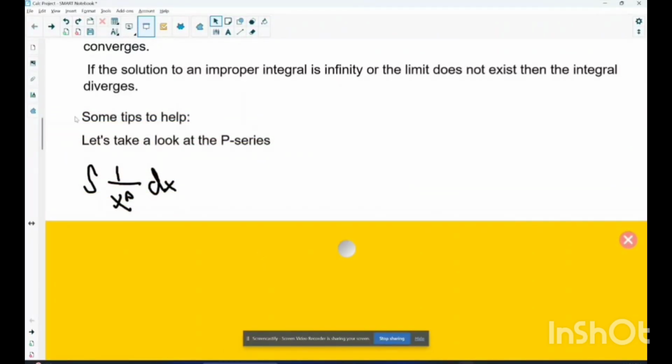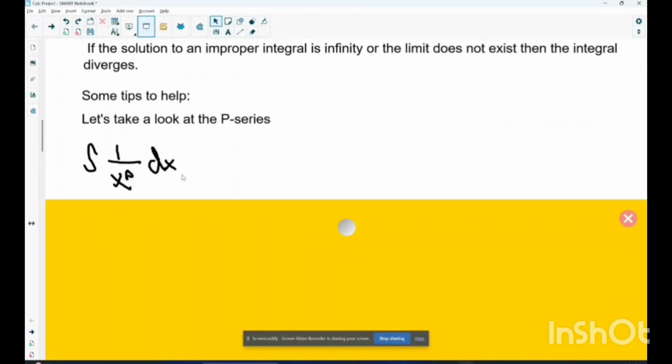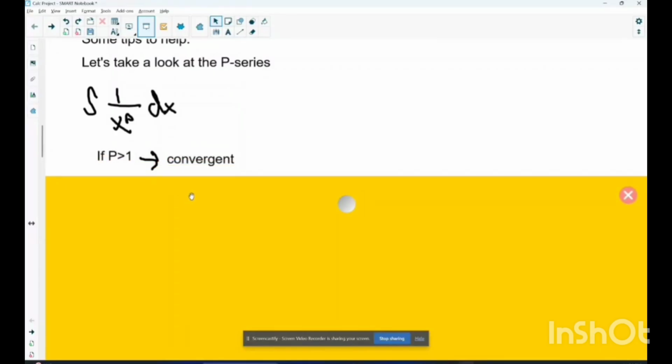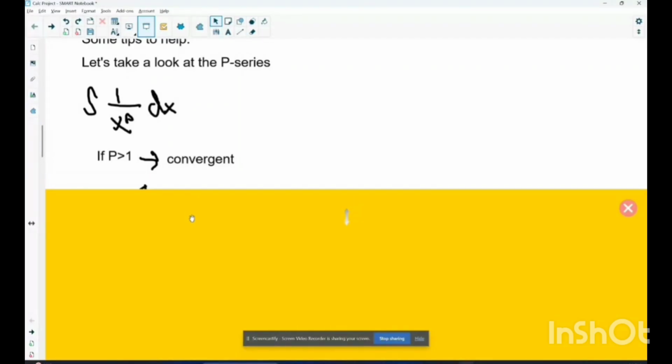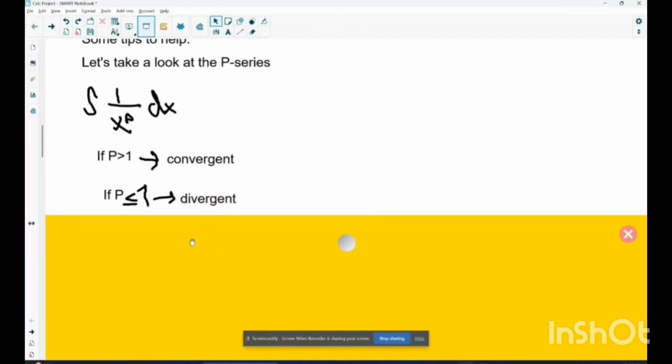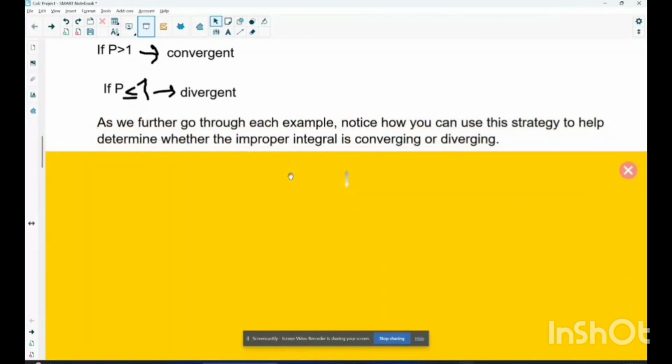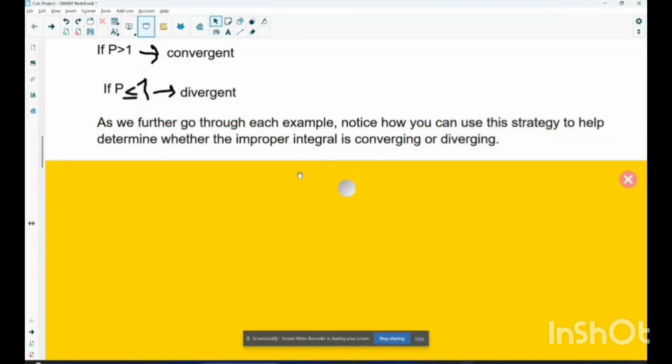These are some tips to help. We'll look at the p-series, which is pretty much looking at the degree of the denominator. If you keep practicing, you'll notice a trend. When the degree of the denominator is greater than 1, then you're most likely going to get a real number, which means it's going to be convergent. And if it's less than or equal to 1, then it's going to be divergent. We're not going to go into this in too much detail, but you'll see as we look at further examples, and you can notice this trend on your own.